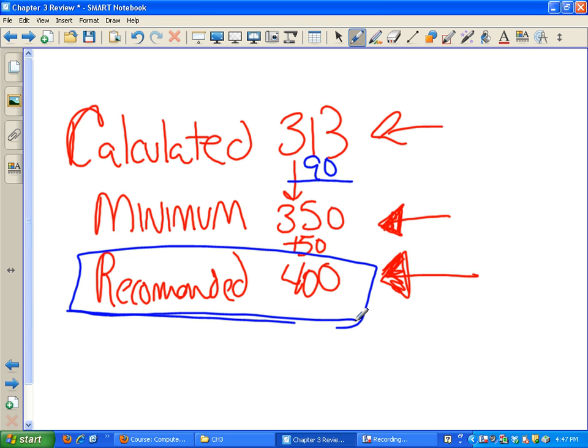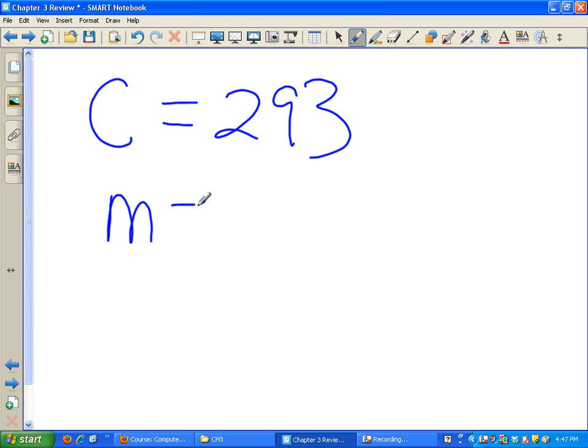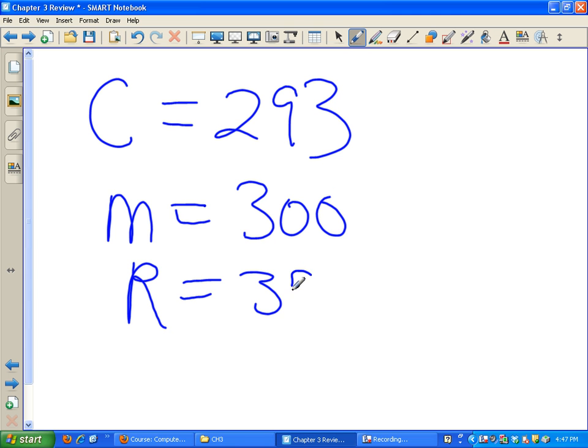So definitions that I want you to go with, I want you to understand, is when you calculate the wattage, that's the calculated number. The minimum is rounded up to the next 50. Up, always rounding up. You don't round down to 310. Round up to 350. Okay, and then the recommended would be 50 on top of that. So if we got to calculate it, equals 293. Our minimum would be 300, and our recommended would be 350.